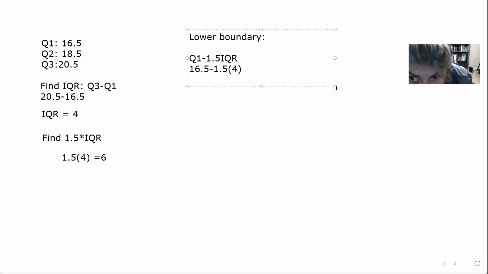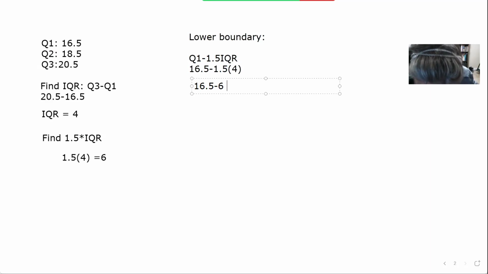So my lower boundary, this is 16.5 minus 6, which is 10.5. And that is your lower boundary. So now I'm going to do the upper boundary, and then I'm going to explain this.